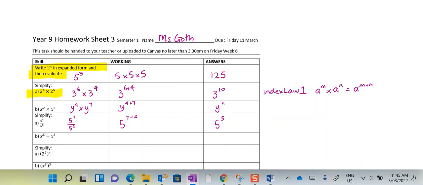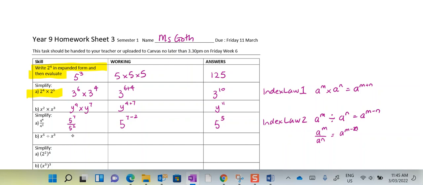Similarly, in the next question, we're still dividing, so we'll be able to take away the powers. We're using index law 2. We've got something to a power divided by something to another power. We can simply take away the index numbers. This also looks like a fraction. It's the same thing. Sorry, that should be an n.